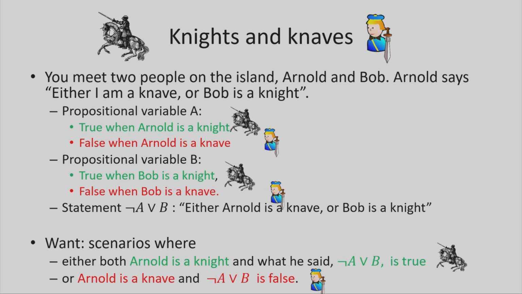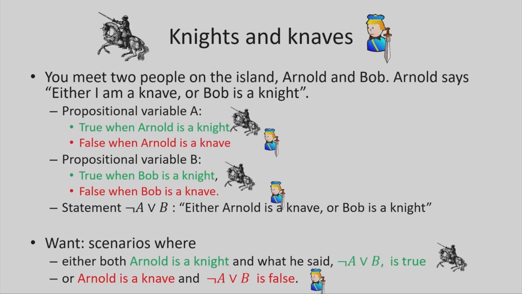Let's first convert it into the language of logic. I'm going to use two variables. Variable A, which would be true when Arnold is a knight and false when Arnold is a knave. And a variable B, which would be true when Bob is a knight and false when Bob is a knave. And what I'm after is to find out whether variable A should be true or false and whether variable B should be true or false. What we have from the puzzle is a statement, a formula, either Arnold is a knave or Bob is a knight. So we could write it as not A or B.